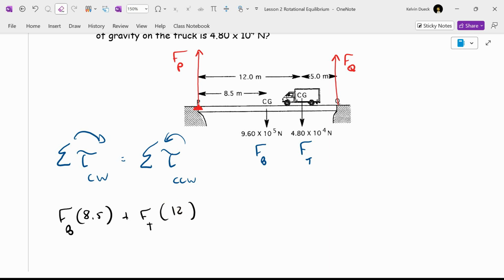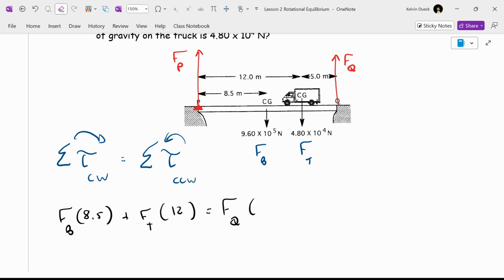Are there any other forces that would make it spin clockwise? Nope. Counterclockwise, well, that's got to be force Q. What about force P, Mr. Dueck? Again, Ella, how far is force P from the pivot as a number exactly? So how much torque is it exerting as a number exactly? So we're going to ignore it for this equation. It's going to be FQ times its distance from the pivot.